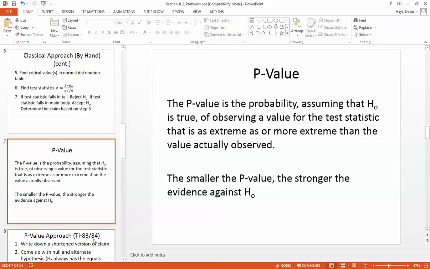So if you have 0.000001 for your p-value, then that tells you the evidence is really against H0. If your p-value is high, like 0.9, then that goes the other direction. So it gives you somewhat more meaningful results than the classical approach or the critical value method.